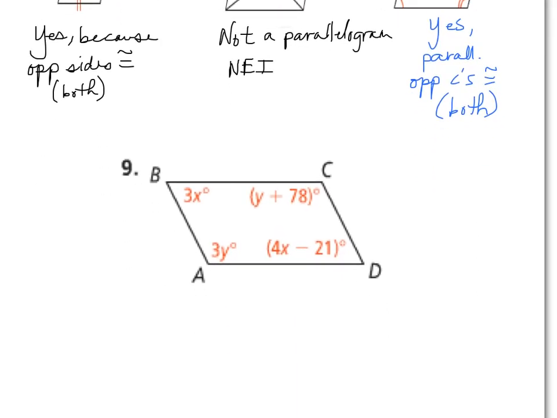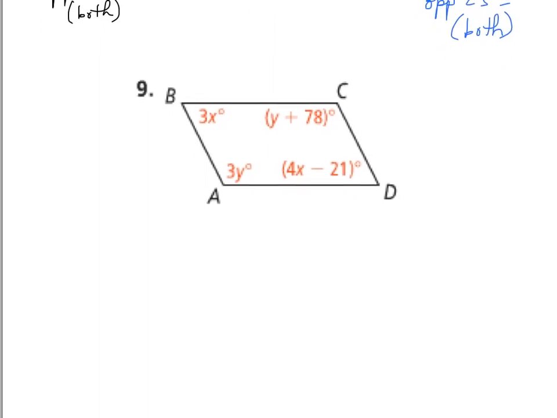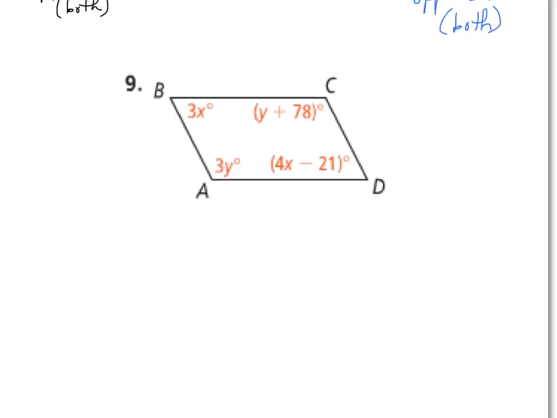Example number 9 asks: what are the values of x and y where shape ABCD could be a parallelogram? As you look at this, you're seeing the angles. There are a couple of ways you could prove this. You could show that the consecutive angles are supplementary, but you're going to have two variables there, so that's kind of hard. But we also know that both pairs of opposite angles have to be congruent. So I could say that 3y has to equal y plus 78, and 3x has to equal 4x minus 21. And I could solve these.